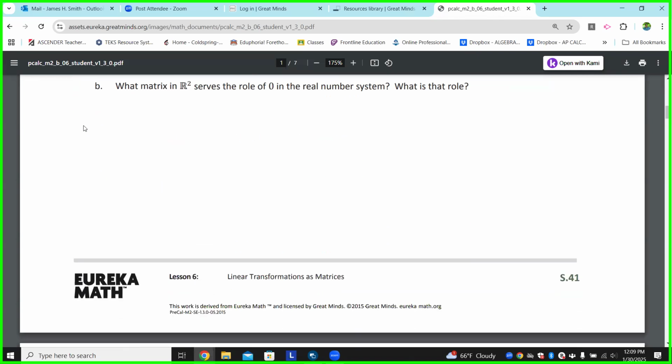So let's go into the B. What matrix R2 again? When you see this notation, that's a 2x2 matrix. So I'm going to try to throw you off. What would this mean? A 3x3 matrix. And if I was to replace it with a 4, that's a 4x4, and so on and so on.